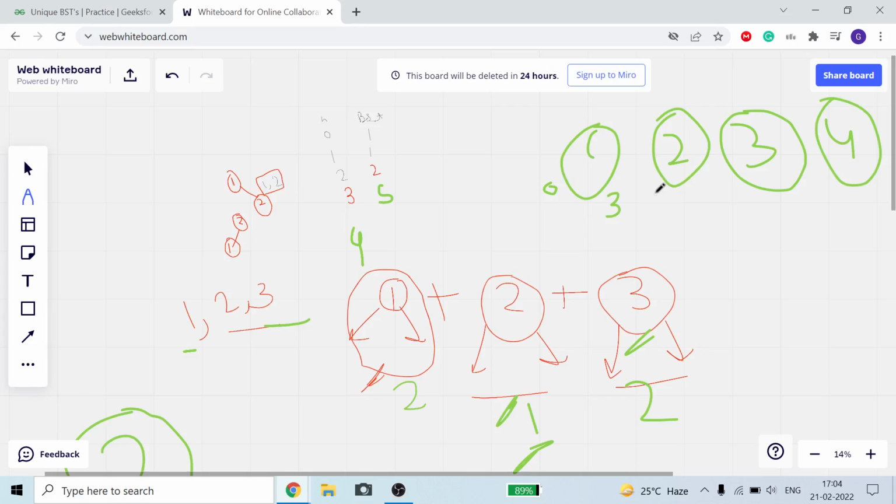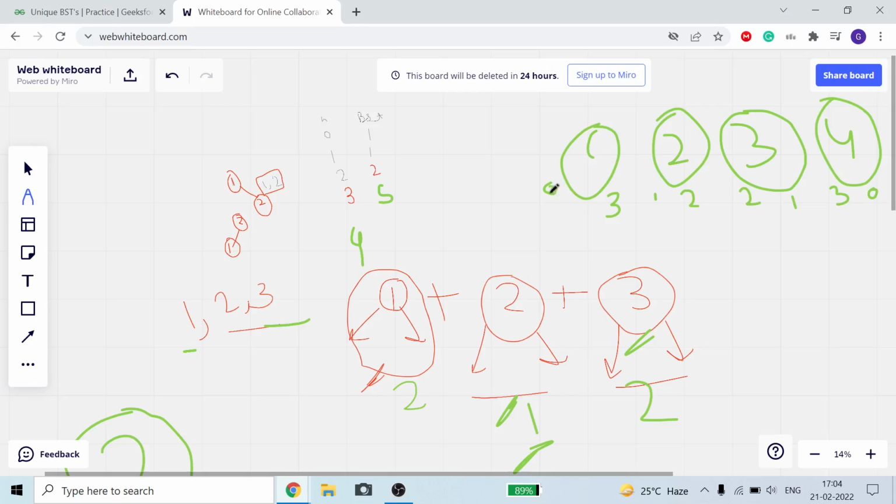When 2 is our root node, on the left we have 1, and on the right we have 2. For 3, our left contains 2 nodes, and our right will contain 1 node. For 4, our left will contain 3 nodes, and our right will contain 0 nodes.